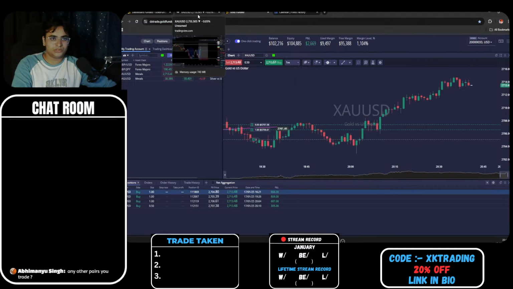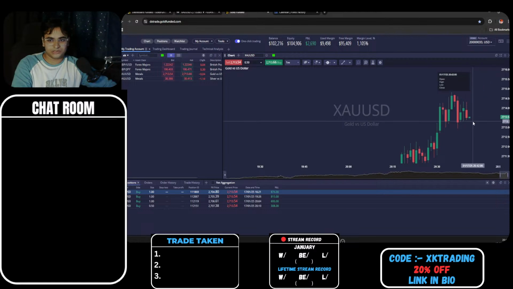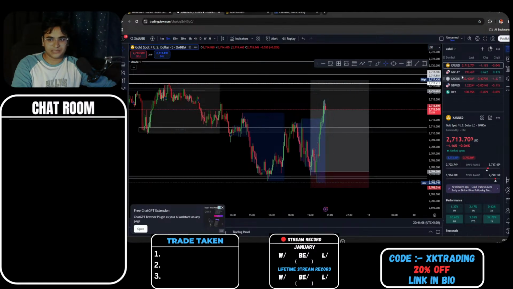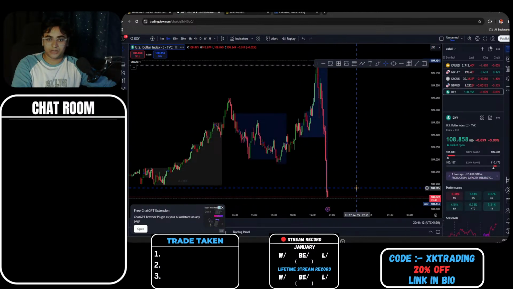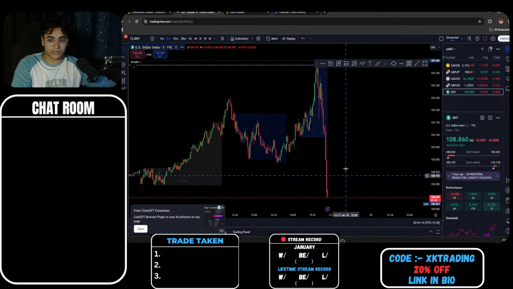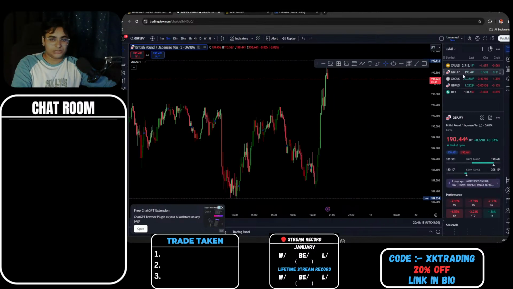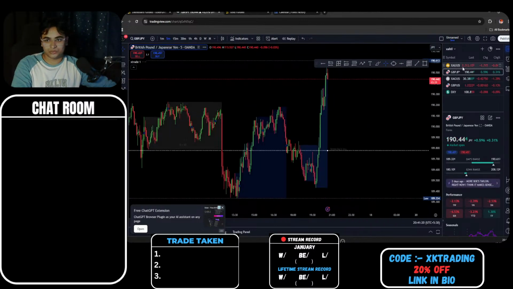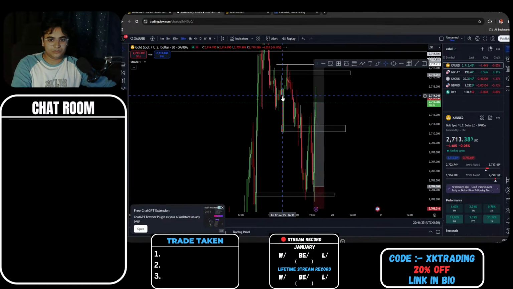I trade gold, GBP USD, GBP JPY. These are the main pairs I trade. You can see it here. I do keep an eye on DXY. As you can see, it's dropping crazily right now, and gold is flying up. So it gives us a reason to hold the trade now. As long as we are doing good with the trade, we are good.